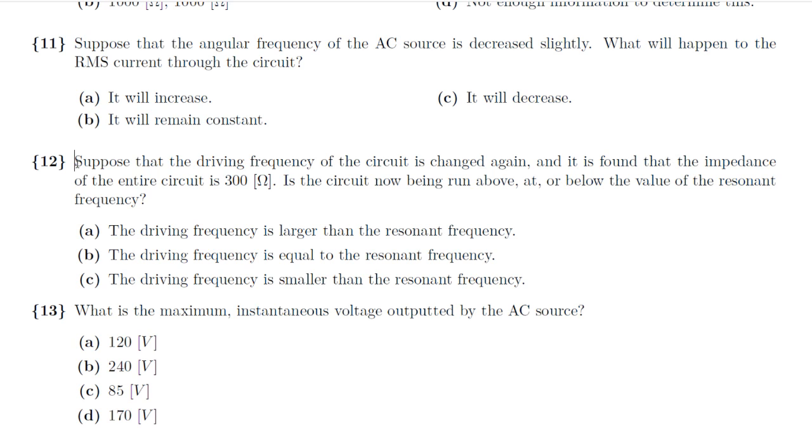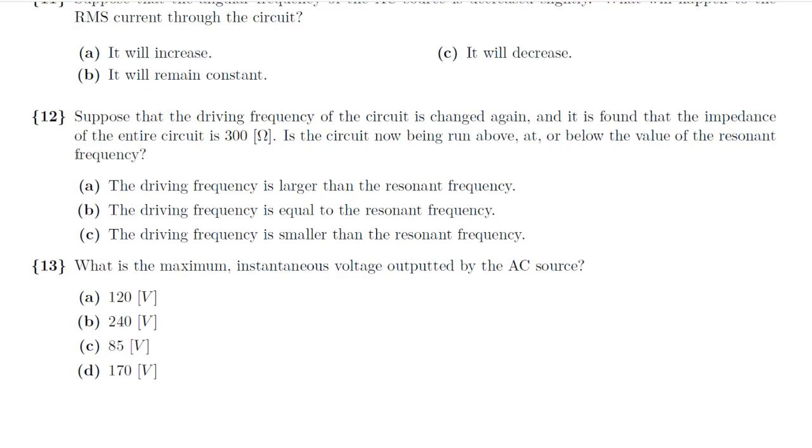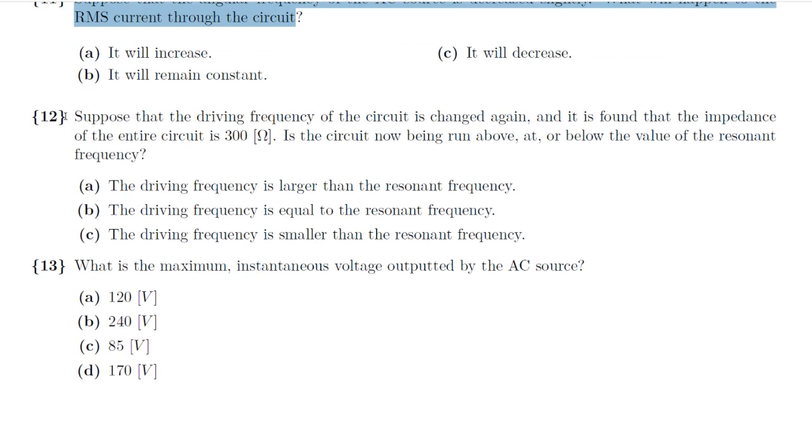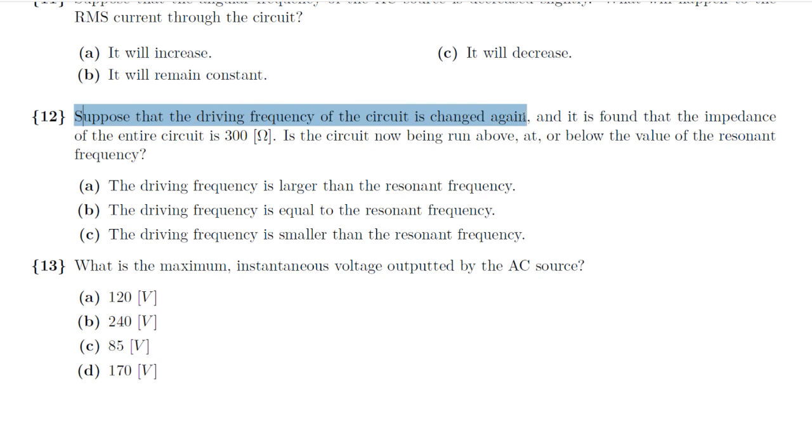All right, for 12, suppose that the driving frequency of the circuit is changed again. So we changed it in problem number 11. We're going to change it one more time. And it is found that the impedance of the entire circuit is 300 ohms. Is the circuit now being run above, at, or below the value of the resonant frequency?